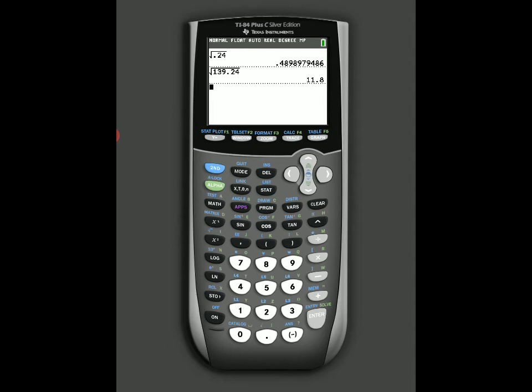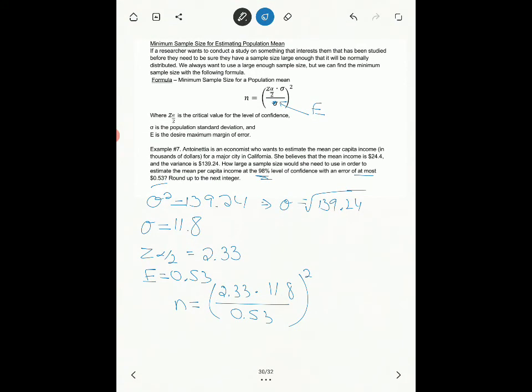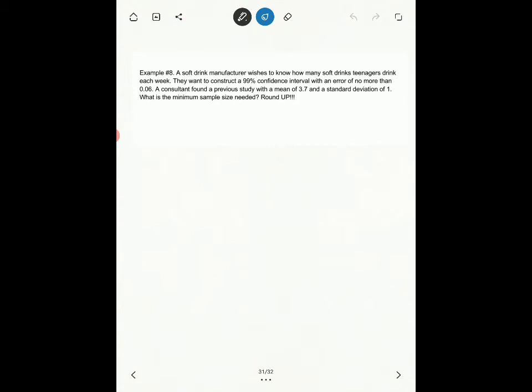So we're going to do that just like that in a calculator. Open parentheses, 2.33 times 11.8 divided by 0.53, close parentheses, and then make sure that you hit the squared button. So we have 2,691.0. It doesn't matter what it is, it's going to be 2,692. Always go up to the next number. So our n is equal to 2,692. You do not round correctly with this. You always go up. That's one of the only times you do not round correctly.